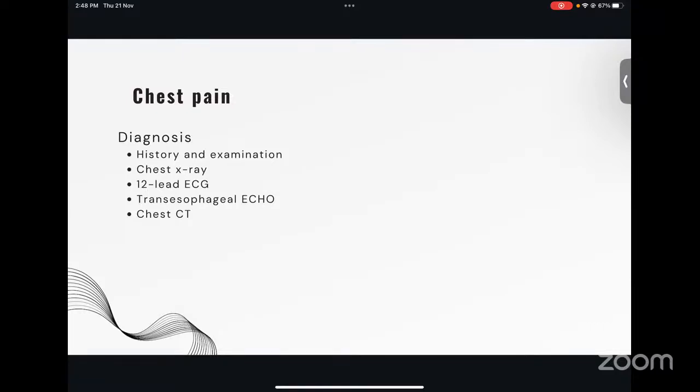Chest X-ray will help us demonstrate lung pathology. A 12-lead ECG will definitely identify myocardial ischemia or pericarditis. Transesophageal echo is for persistent chest discomfort that is neither ischemic nor musculoskeletal in origin, and to exclude late cardiac tamponade. Chest CT will help us identify mediastinitis if the patient has other evidence of infection.